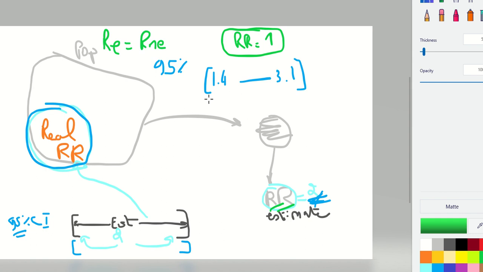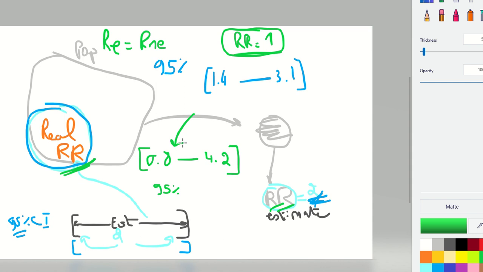Because when you build your confidence interval, you're going to ask yourself, does my confidence interval cross the value of 1 or not? Let's suppose that instead of the confidence interval coming out as 1.4 to 3.1, it came out to be 0.8 up to 4.2. That means you're 95% confident that the real value in the population for the relative risk is anywhere between 0.8 and 4.2. But that means that the value 1 is inside the interval. So therefore, value 1 is a possibility.